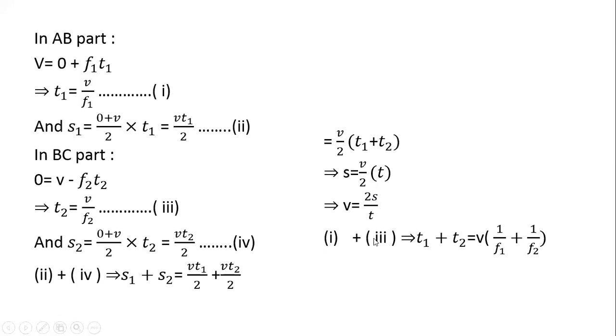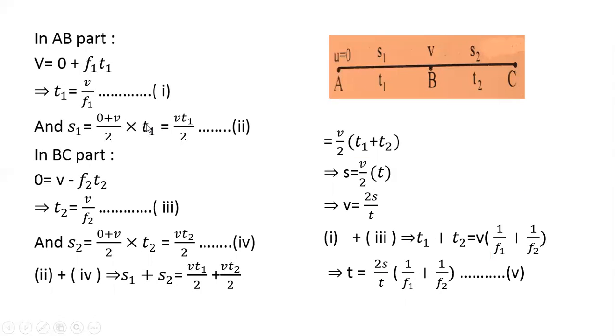If we add 1 plus 3, that means T1 plus T2 equal to V into 1 by F1 plus 1 by F2. From this, we get T1 plus T2 equal to T. Here V equal to twice S by T and 1 by F1 plus 1 by F2 remaining same, which is equation number 5. If you want, you can use this figure where this AB and BC part is shown for your convenience.